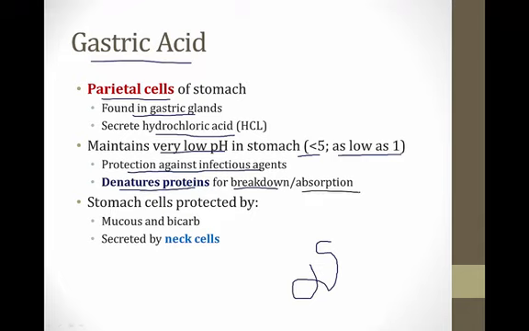body. Now you may wonder, with this very low pH that can kill infectious agents, why it doesn't kill the cells lining our stomach, and that's because they are protected by mucus and bicarbonate, and these are secreted by other cells in the stomach called neck cells.